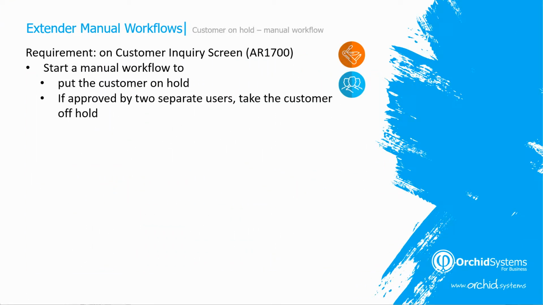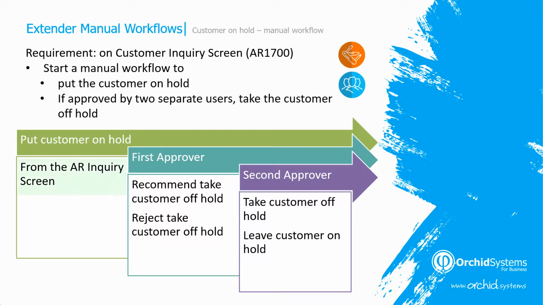The requirements for the Customer on Hold manual workflow are as follows. On the AR Customer Inquiry screen, we want to be able to start a workflow if we notice the customer's balance is overdue or they're over their credit terms. So we want to start the manual workflow, which is going to put the customer on hold. And then, if approved by two separate users, the customer can be taken off hold.